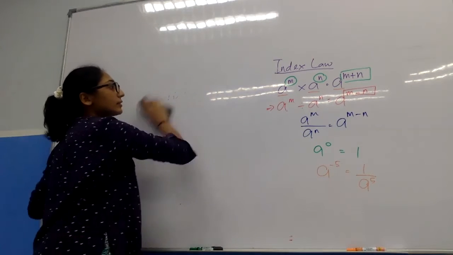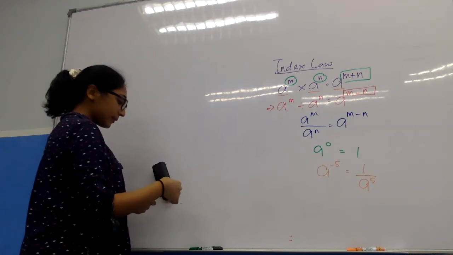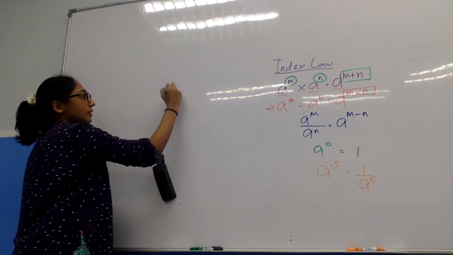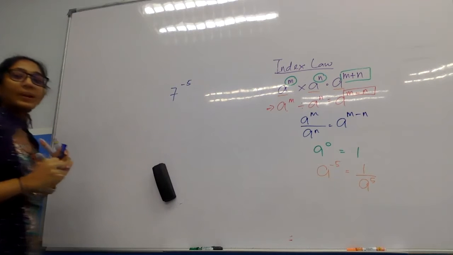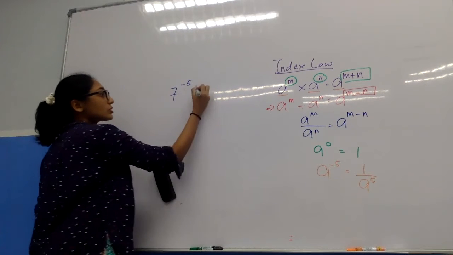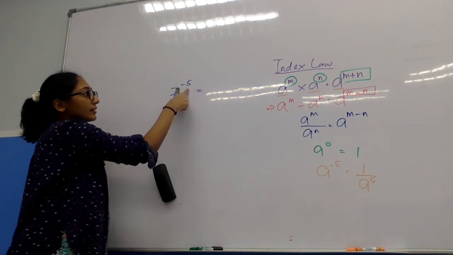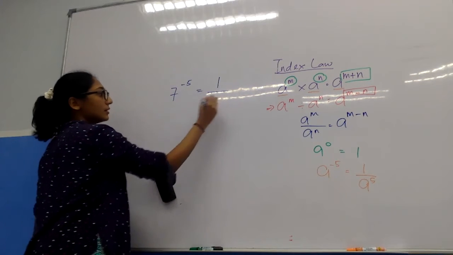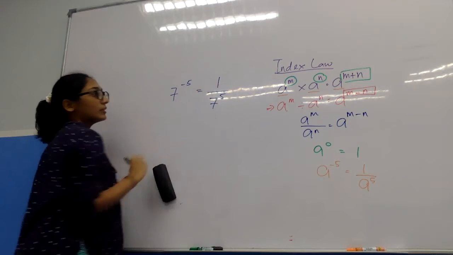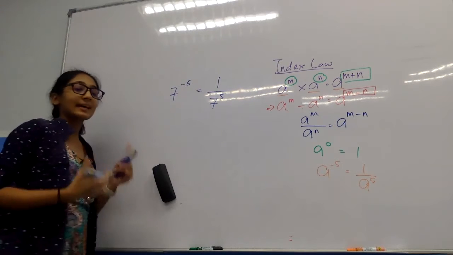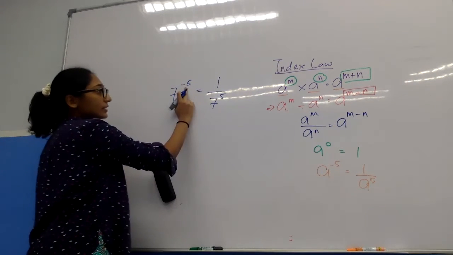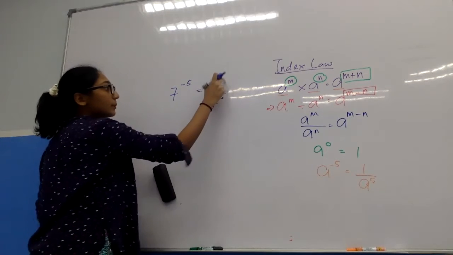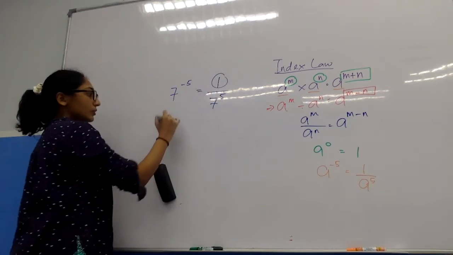And the last one is when the index number, the small number at the top, is a negative. What happens? You change it to, see it's a negative, right? You change it to 1 over the base number here. This negative becomes a positive because you want to deal with positive index numbers. So to change this negative index number to a positive, I bring it to the bottom of a fraction, and above is always 1.